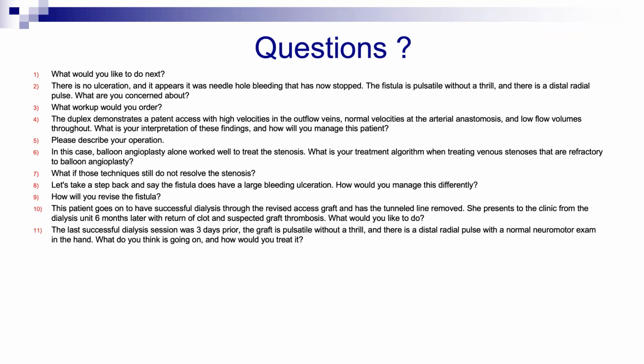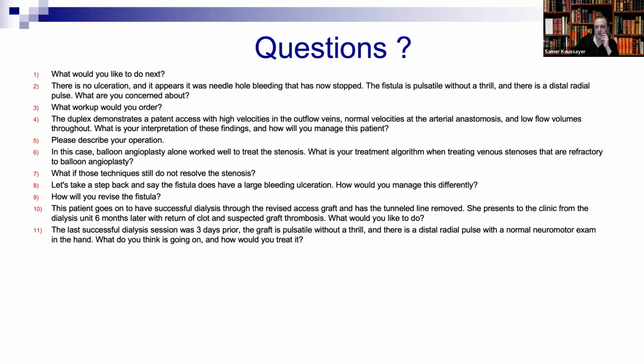I think thrombosis again. Since we have a distal pulse, then it's only a venous outflow problem. I think the fistula is thrombosed. So what are you going to do? For the last time, I will do either percutaneous thrombolysis by IR or open thrombectomy, and again venogram and venoplasty.